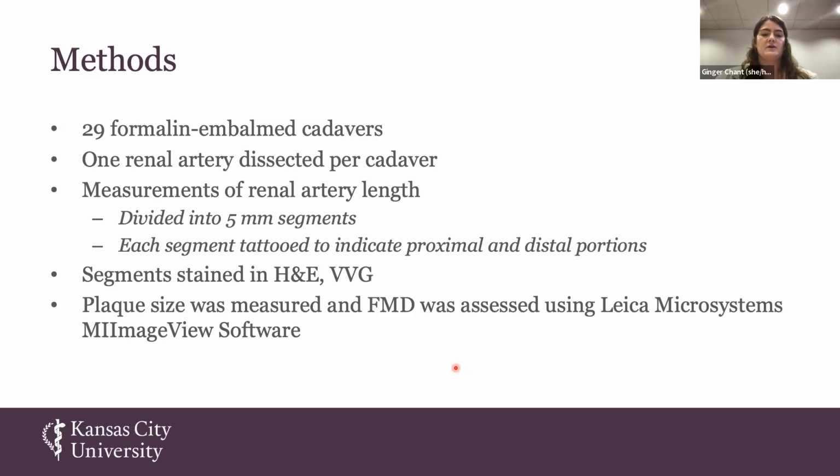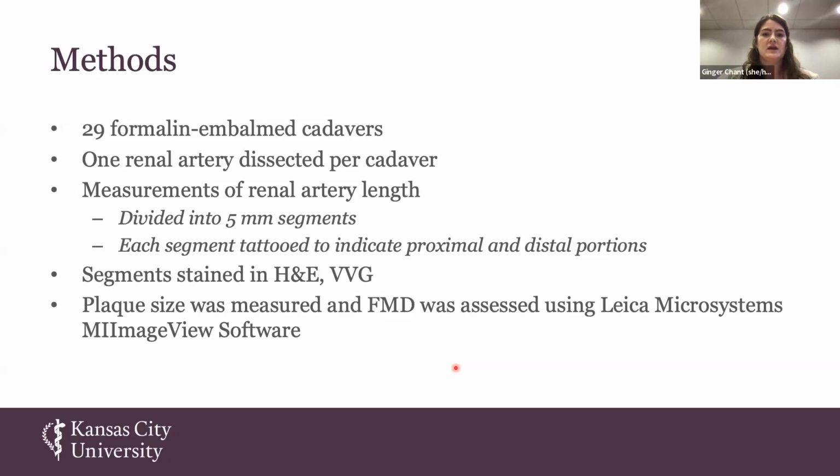And then once we got those back, we used the Leica Microsystems software to assess whether plaque was present. This is where we found the unexpected finding of fibromuscular dysplasia. And then we also used both stains, our H&E and our VVG, to measure the plaque size.